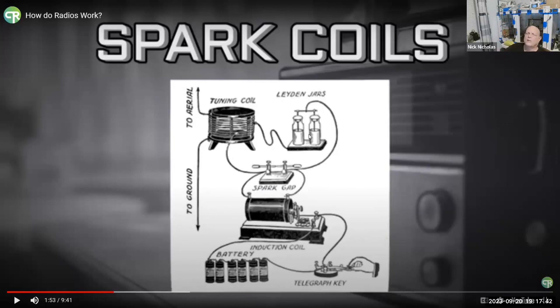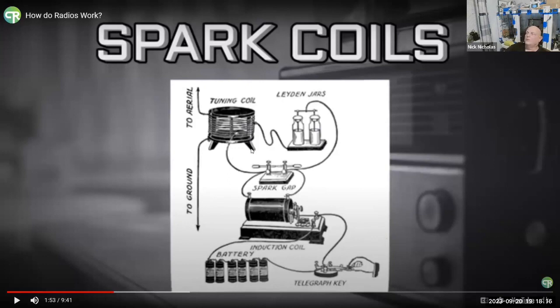Now you notice they have here something they call Leyden jars. Leyden jars were early capacitors, and they had a tuning coil. These are there in order to retard the voltage and retard the current, and essentially that permits some minor tuning of the frequencies.